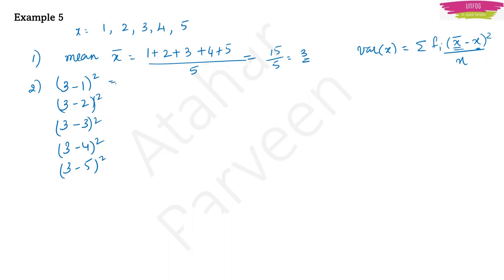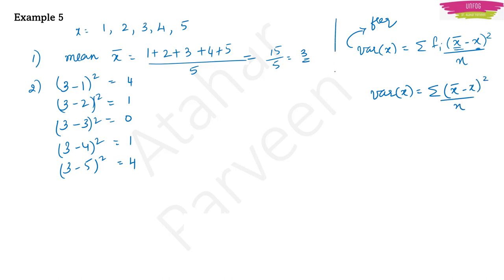So what is the data set I am going to get now? 3 minus 1 will be 2, square it will be 4. This one will be 1, this one will be 0, this one will become again 1 because whole square is there, minus sign will go. Now here again it will become 4. Now this is the new data set I got. Now frequency is not there, right? So I will not need the frequency. This was for problems with the frequency. If I don't have frequency in the question, then my formula will be summation (x bar minus x) whole square by n. I will not take frequency into picture then, correct?